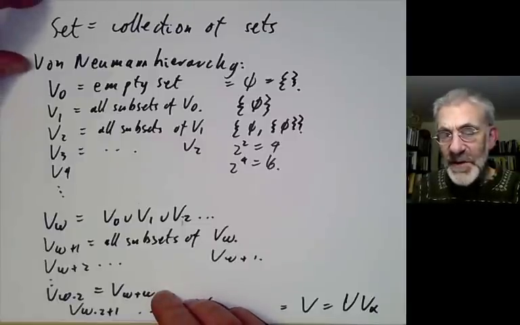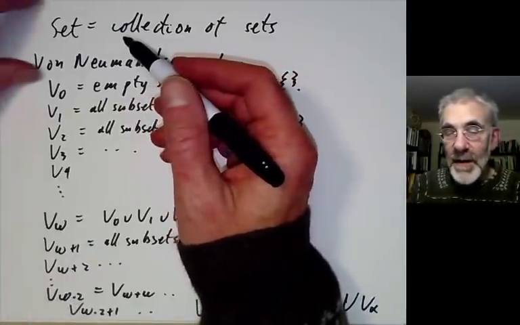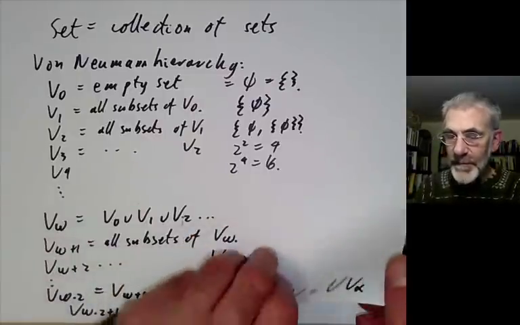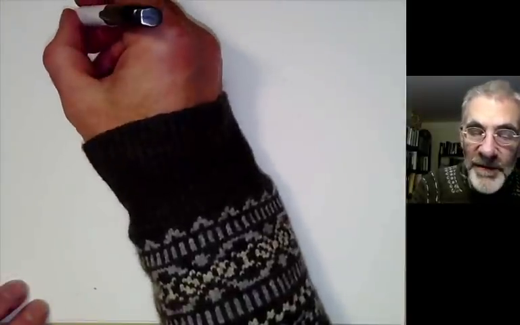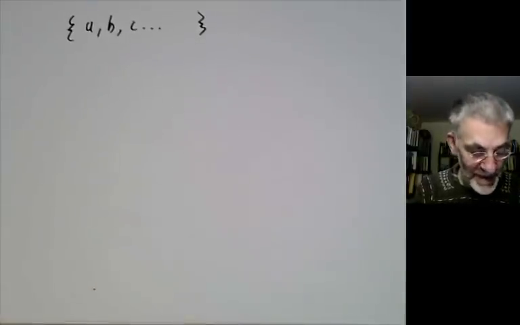So that gives a sort of rough informal model of what the collection of all sets is supposed to look like. And how can you picture a set? Well, the usual way of picturing a set is to think of a set as being a collection of its elements like that.